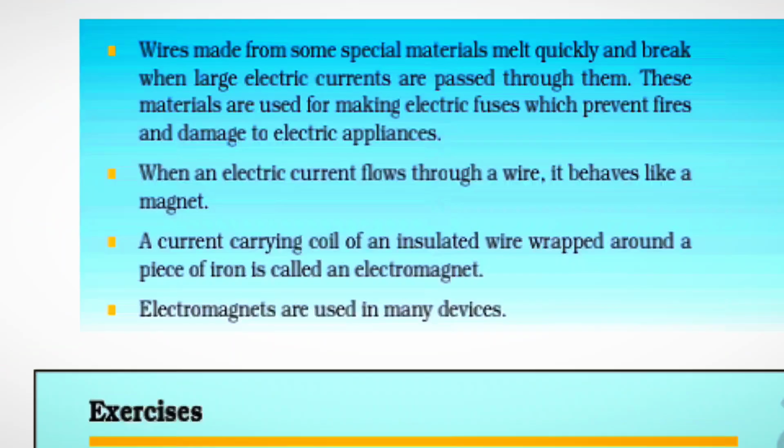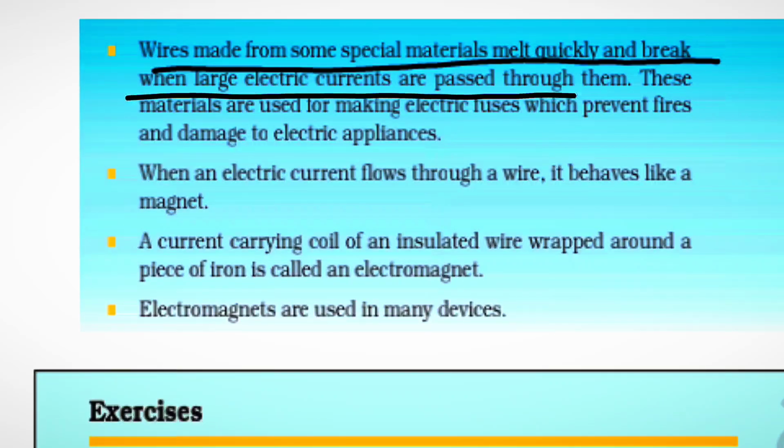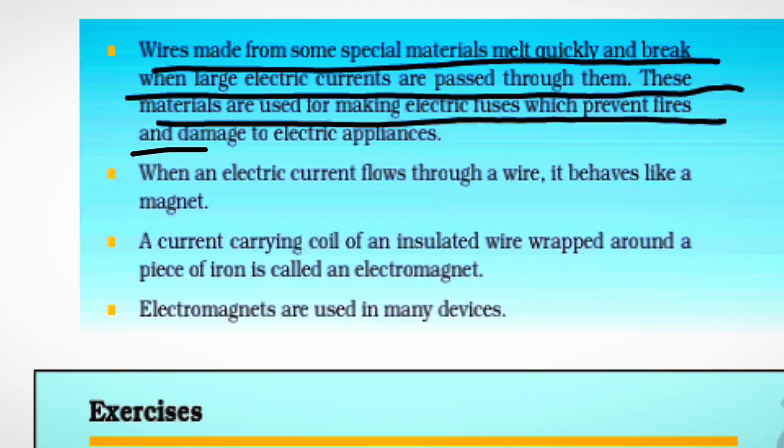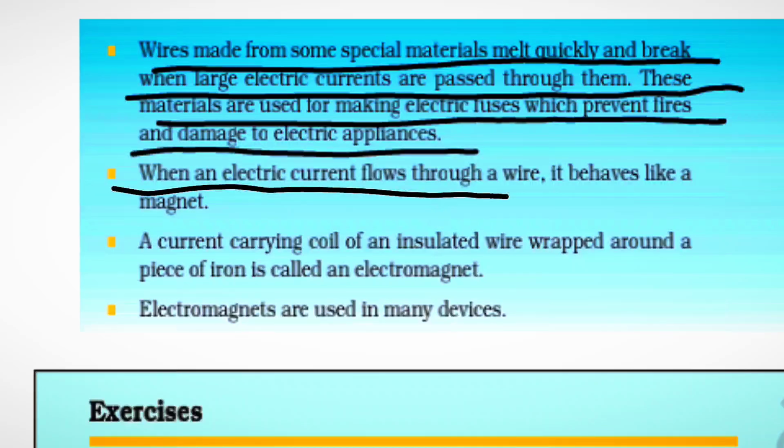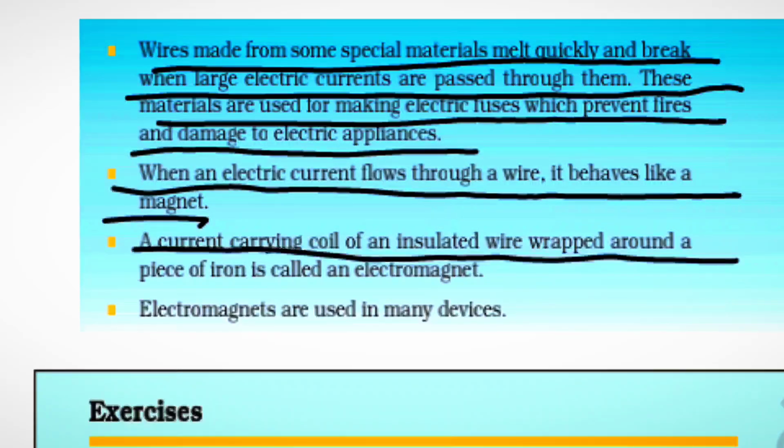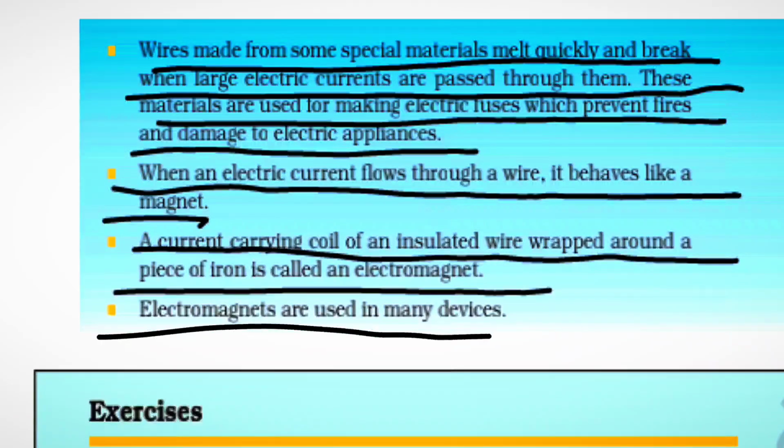Summary. Wire made from some special material melts quickly and breaks when a large electric current passes through it. These materials are used for making electric fuses, which prevent fire and damage to electric appliances. When electric current flows through a wire, it behaves like a magnet. A current carrying coil of insulated wire wrapped around a piece of iron is an electromagnet. Electromagnets are used in many devices.